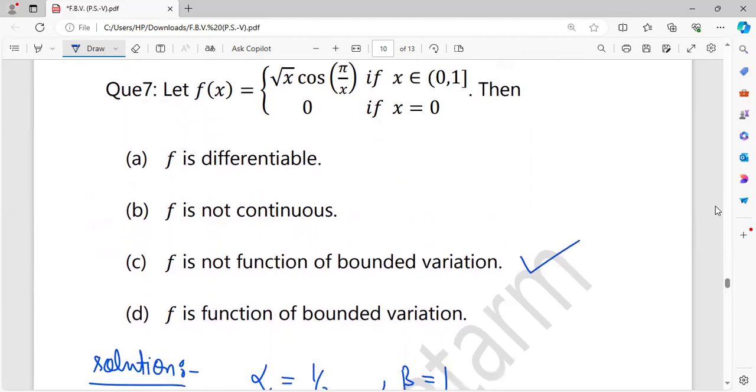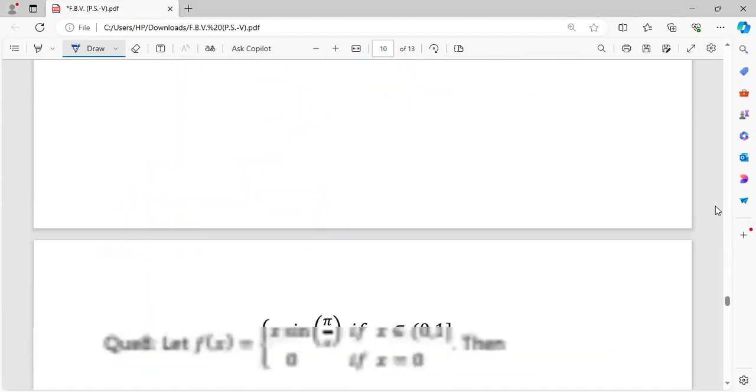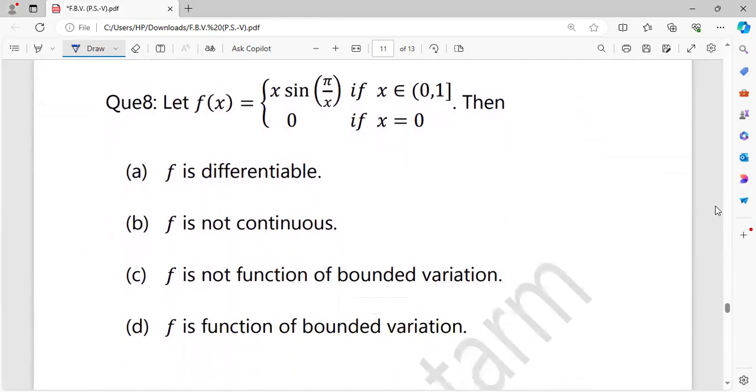Now, question number 8, next question. This function is not differentiable, you can check as we have done. This question is similar to the fifth question. Only cos is replaced by sine. F is not differentiable. You can check it. F is continuous. It is easy to check. Now, C option is F is not a function of bounded variation. D option is F is a function of bounded variation.